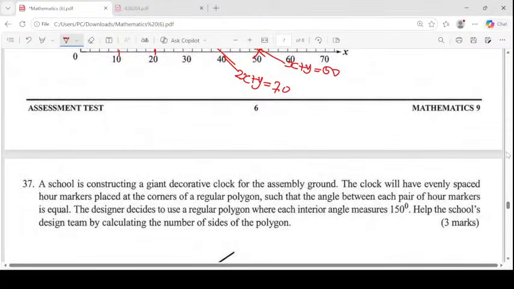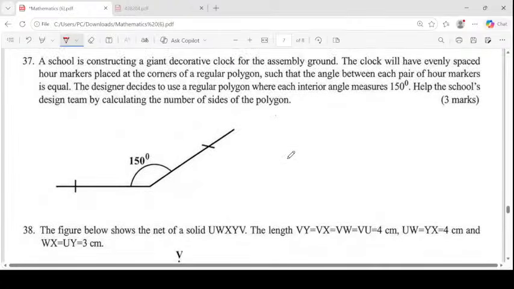Let's look at question number 37. A school is constructing a giant decorative clock for the assembly ground. The clock will have evenly spaced hour markers placed at the corners of a regular polygon such that the angle between each pair of hour markers is equal. The designer decides to use a regular polygon where each interior angle is 150 degrees. Help the school design team by calculating the number of sides of the polygon.